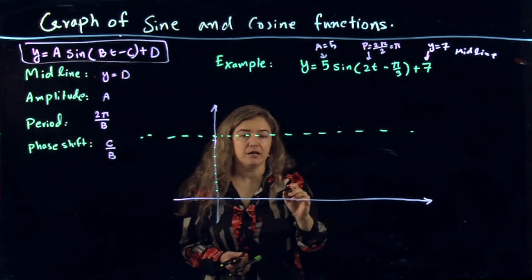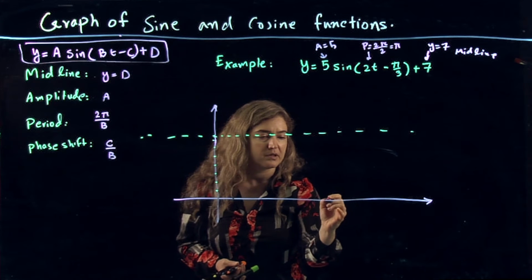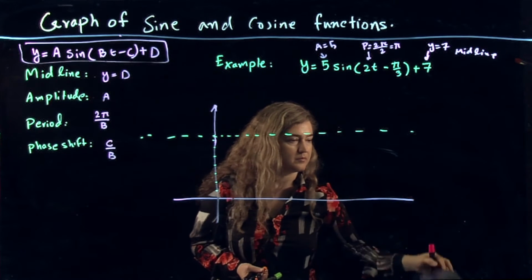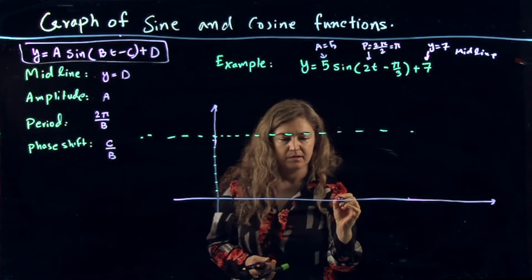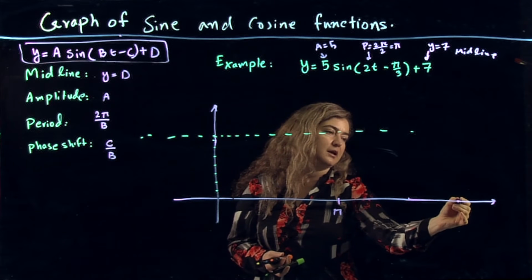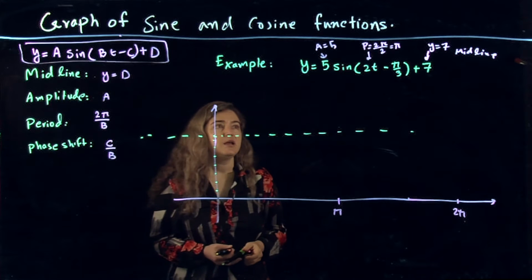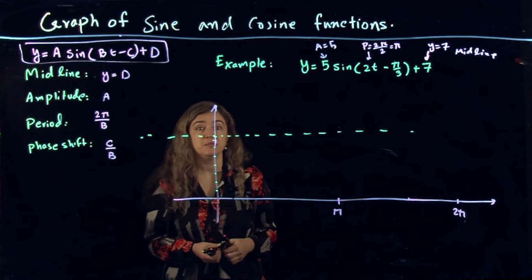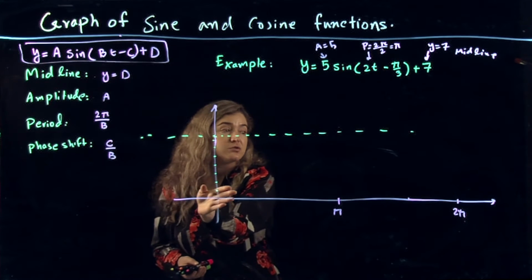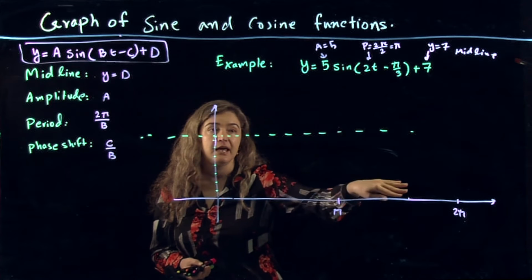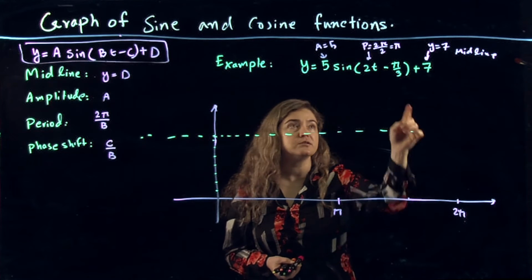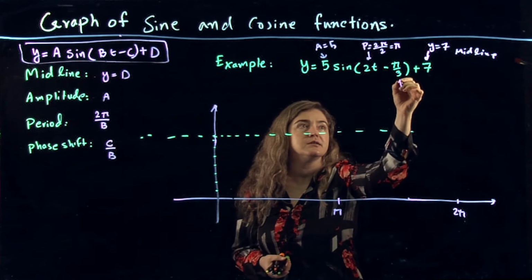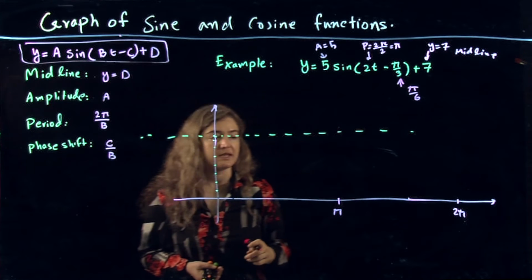So basically, let's assume this is pi, and this is 2 pi. And then the last thing is the phase shift. What does the phase shift mean? Phase shift is how much shift we get on the x-axis, or the horizontal shift. Let's calculate the phase shift. Okay, phase shift is pi over 6.